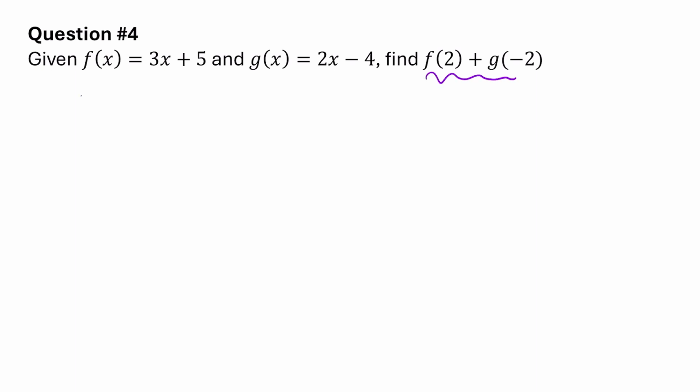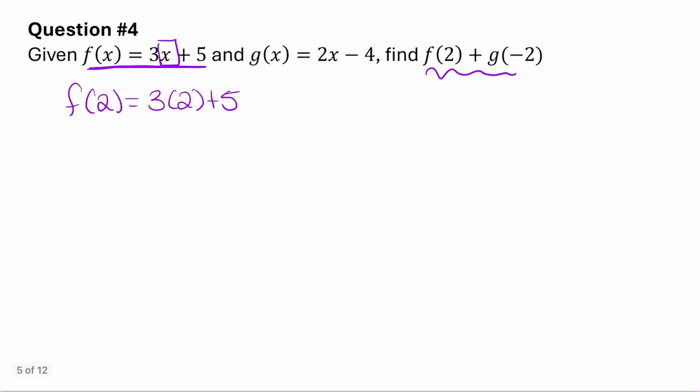So first we're going to find f of 2. That means we're going to go to this f of x. Everywhere we see an x, we're going to plug in a 2 instead. So that means this is going to become 3 times 2 plus 5. Okay, so now I just simplified using order of operations. Remember, I do my multiply first. 3 times 2 is 6. 6 plus 5 means that f of 2 equals 11.